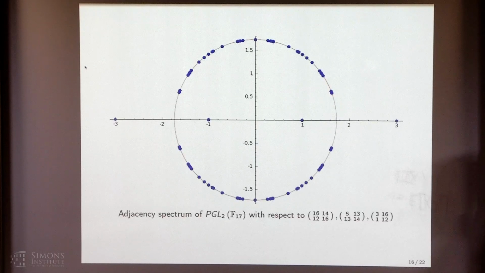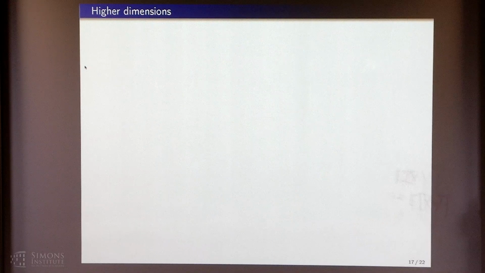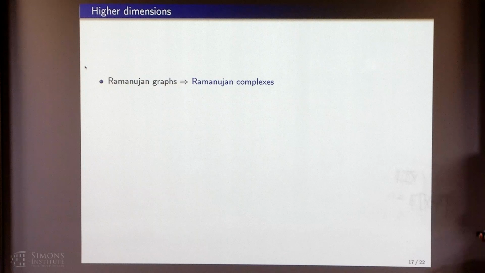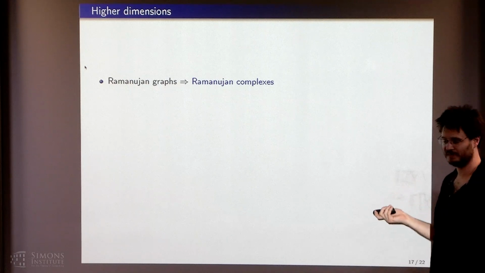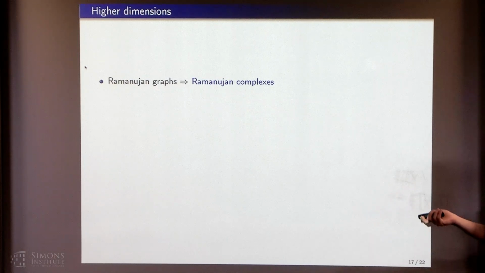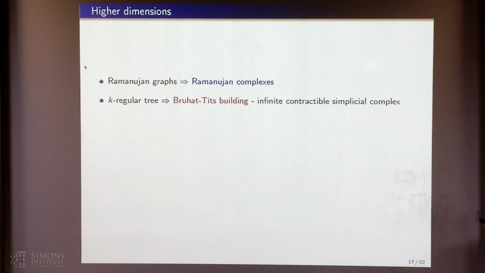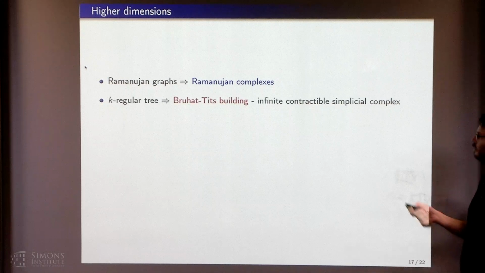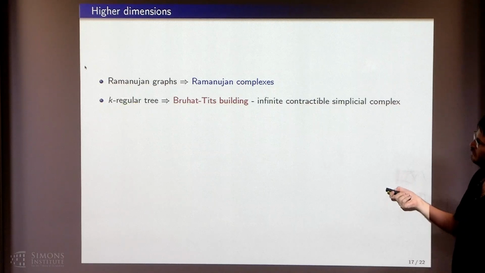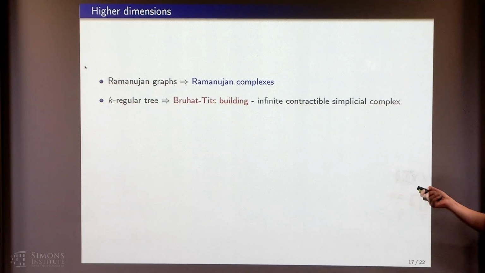Okay, so I have like 2 minutes. I'll say a word about higher dimension. What happens when you try to generalize all these things higher? Instead of Ramanujan graphs, you get Ramanujan complexes, which is something I hope someone will talk about here. The first thing you need to understand is what you replace the tree with. This is what you get when you replace the K-regular tree with a Bruhat-Tits building.